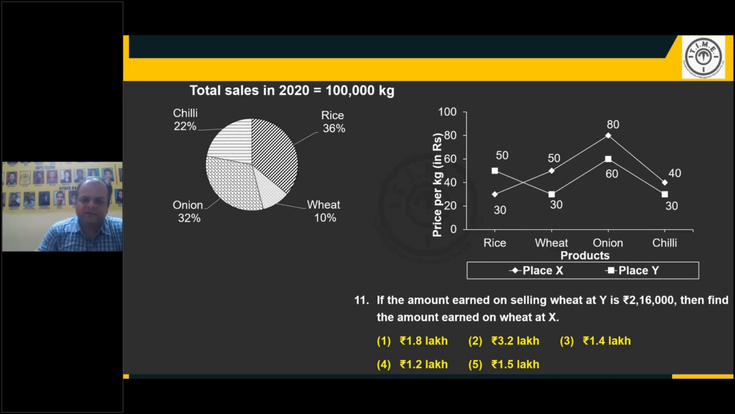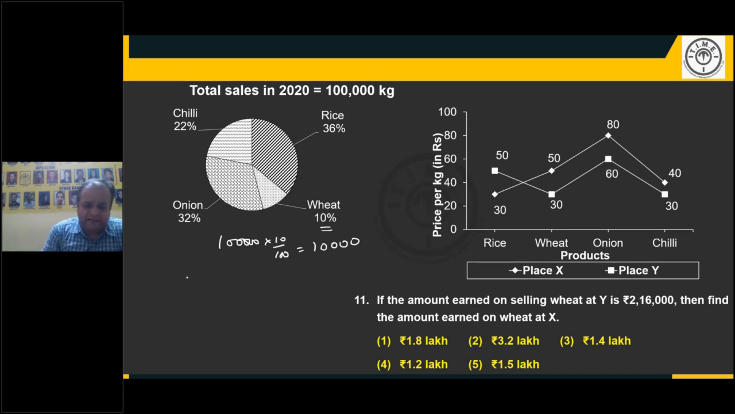If the amount earned on selling wheat at Y is 2,16,000, then find the amount earned on wheat at place X. So they're talking of wheat. First and foremost, find out what is the wheat total sale. Wheat total sale is 10% of 1 lakh, that is 10,000. So 10,000 kg of wheat is being sold.